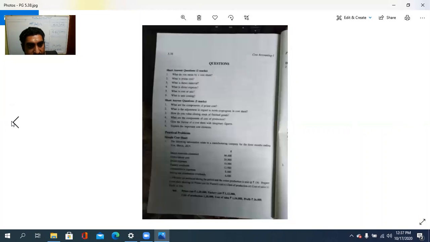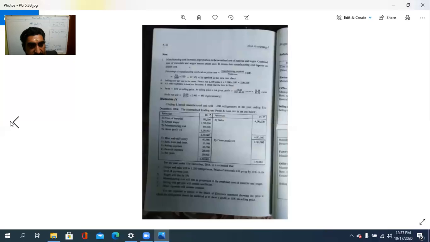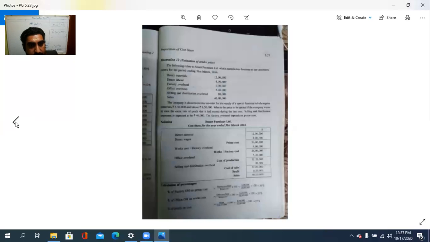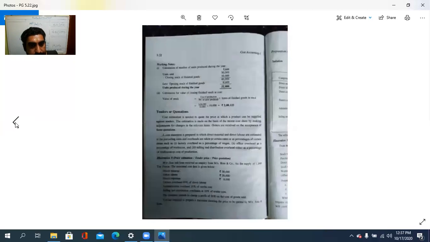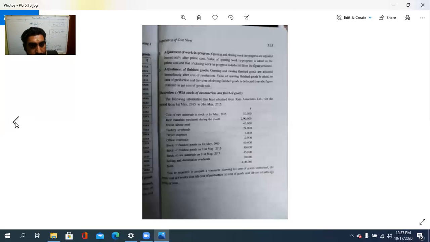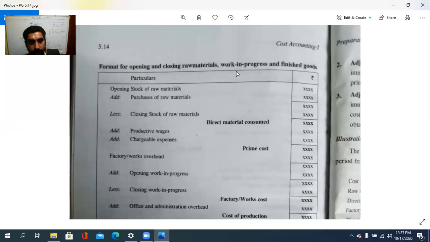And one more thing, we will not do a problem, just the format with regard to the adjustment for work in progress and also the finished goods. See, format for opening and closing of raw materials, work in progress and finished goods. So see, opening stock of raw materials, add purchases, less closing stock, that you are aware of now, gives direct materials consumed. Along with that, productive wages or direct labor should be added, and chargeable expenses, that is direct expenses. So all together constitute what? Prime cost. Along with that, we are adding the factory overheads.